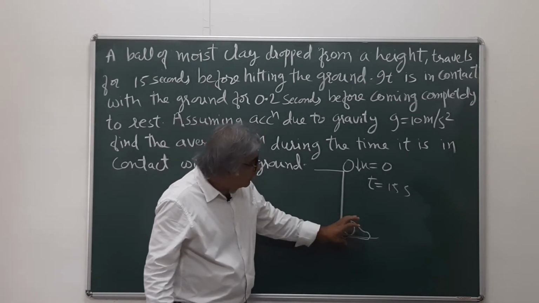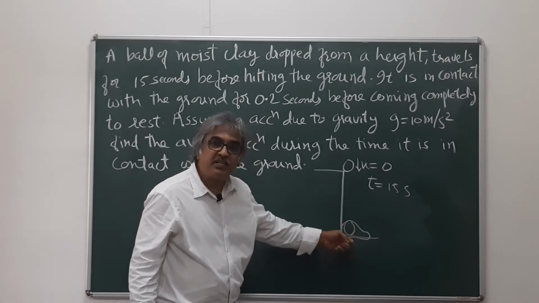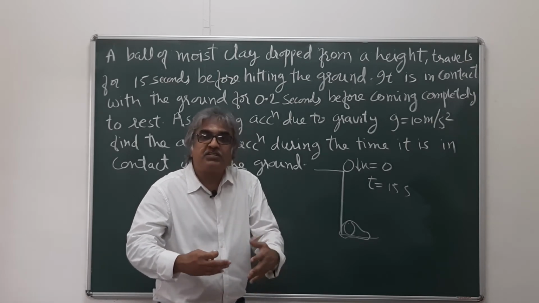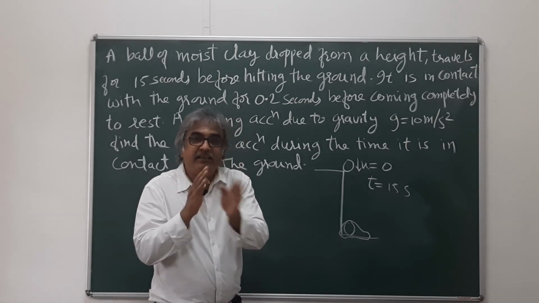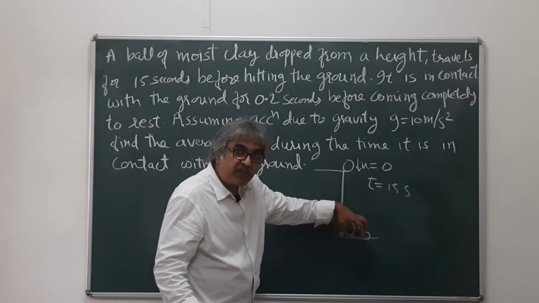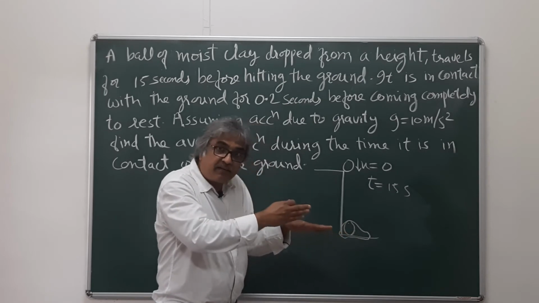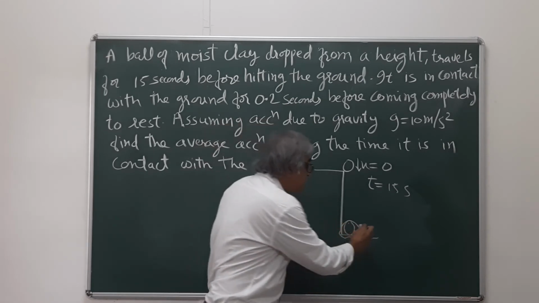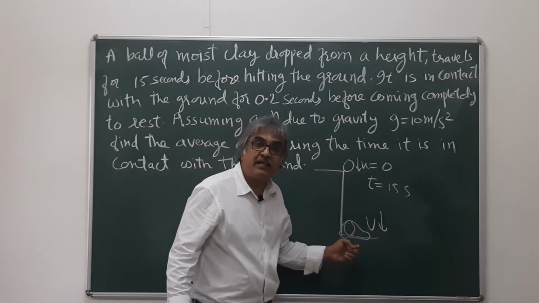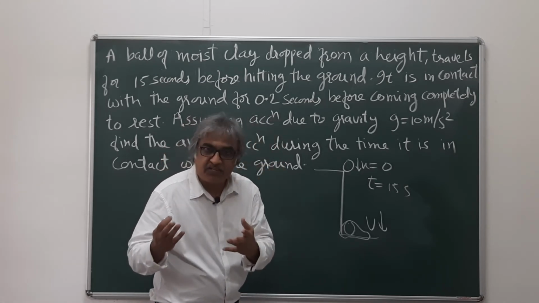Since we want to find the acceleration while the clay ball is in contact with the ground, we want to find the velocity with which it hits the ground, and then it becomes stationary. Then the velocity becomes 0, and that is the change in velocity we are going to consider. The velocity with which it hits the ground, let's say v, downward, will be the initial velocity for the contact phase. The final velocity will be 0 when the clay ball is settled. Then change in velocity upon time is acceleration. That's how we are going to do it.